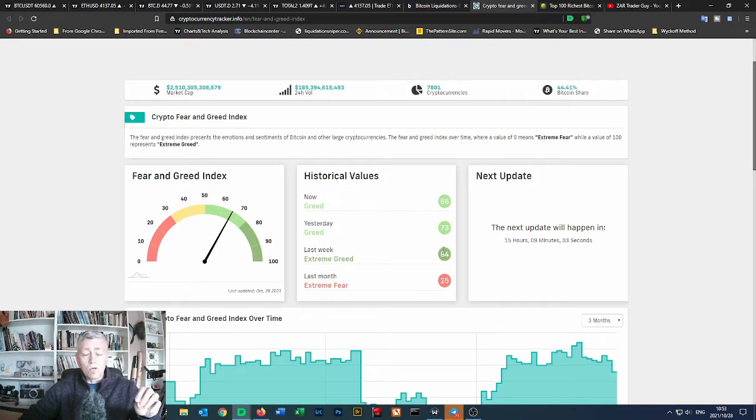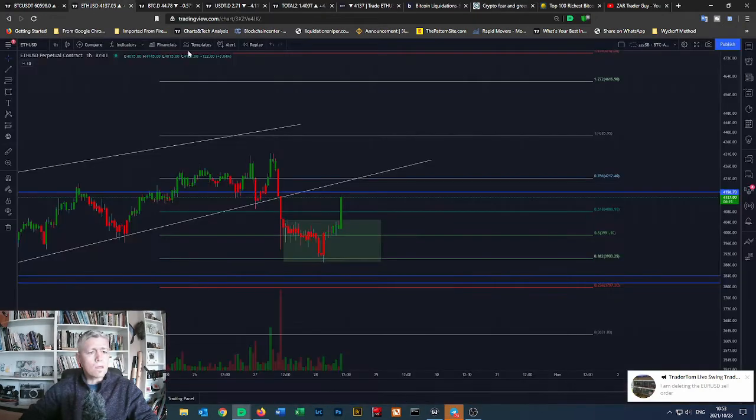So my advice to you is buy on spot, because when you buy on spot, your money is a lot safer. That doesn't mean you can't lose money, but if the price dips way, way down, you can still hold that position without actually being liquidated. So let's look at ETH.